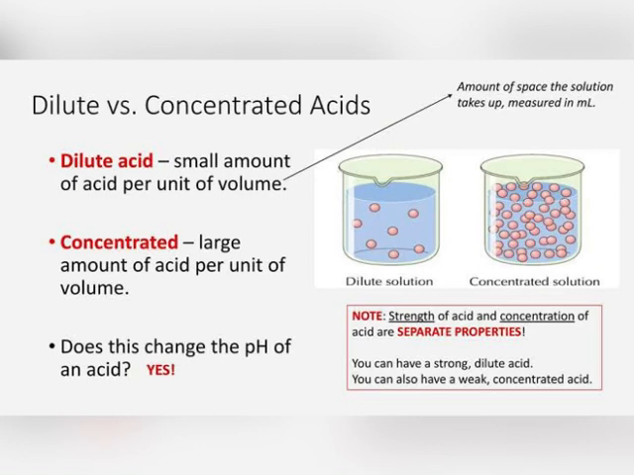Dilute versus concentrated acids. A dilute acid is a small amount of acid per unit of volume. The amount of space the solution takes up is measured in mL, while concentrated acids are a large amount of acid per unit of volume.